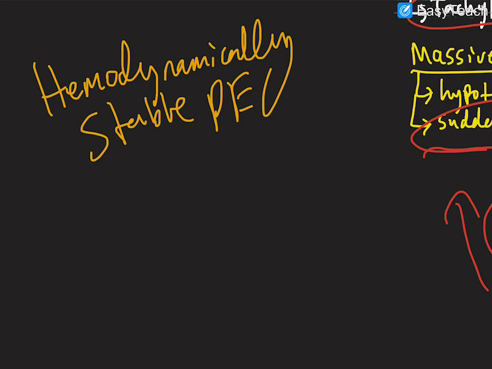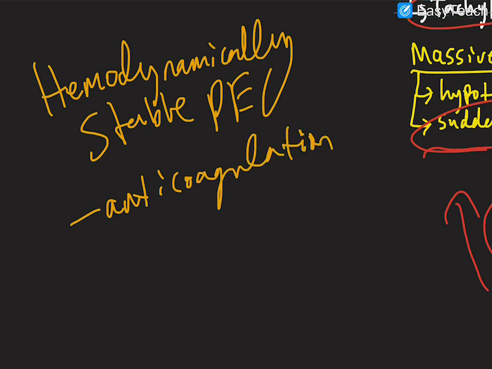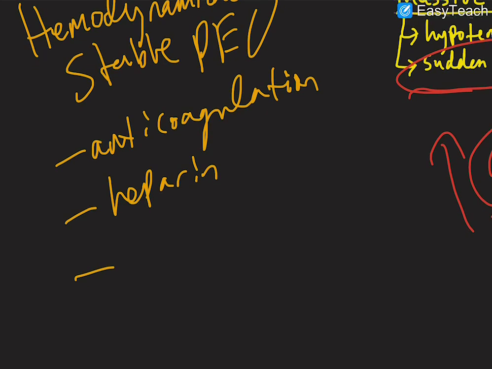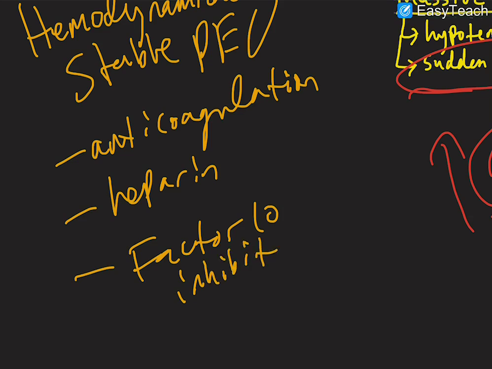In that case, because you still are getting clots, just not that big, you would still do anticoagulation, right? So you'd want to give things like heparin. Okay, remember heparin stimulates antithrombin 3, which inhibits factors 2 and 10. You can also give direct oral anticoagulants like rivaroxaban or apixaban, which directly inhibit factor 10, right? So factor 10 inhibitors can be considered too.